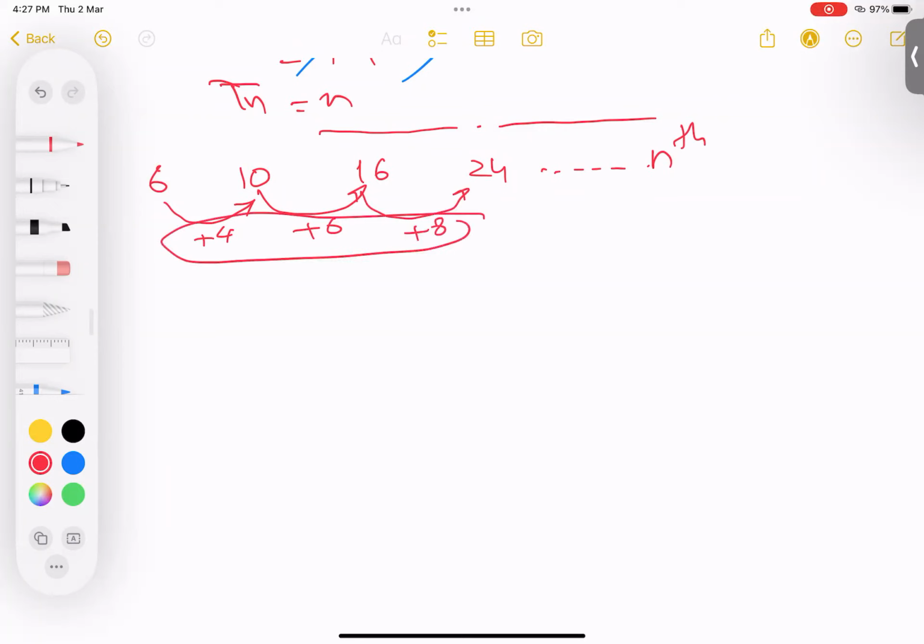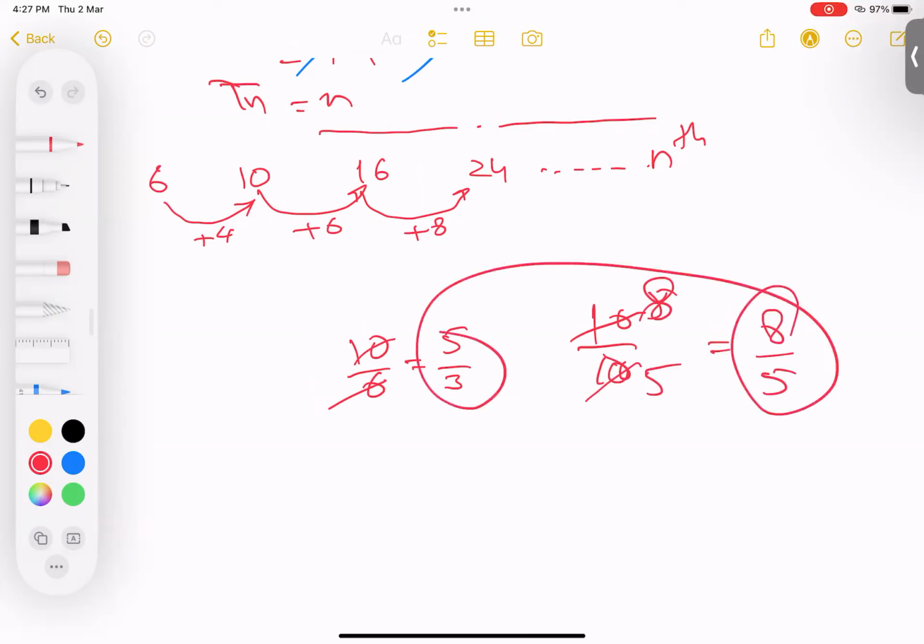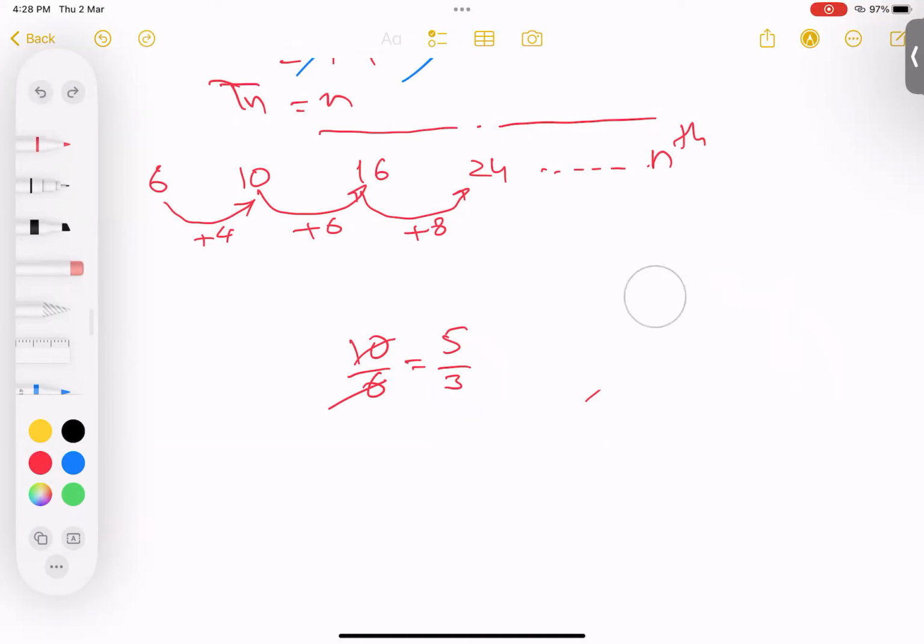This is not matching. Then I check by dividing. If I divide 10 up and 6 down, I get 5 over 3 after simplification. If I check 16 over 10, I get 8 over 5. Yes, it is not matching. So it's not a GP even. So not AP, not GP. What to do? So are these square numbers? No, not square numbers. Are these cube numbers? Not even cube numbers. So when do you have this kind of condition, check it.